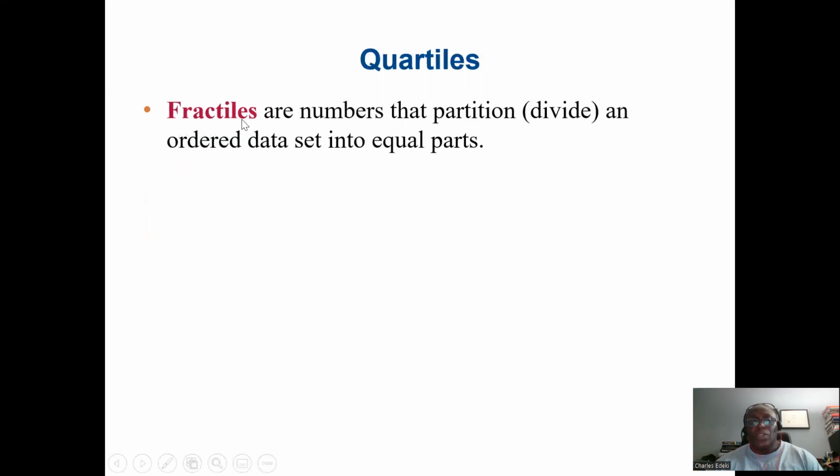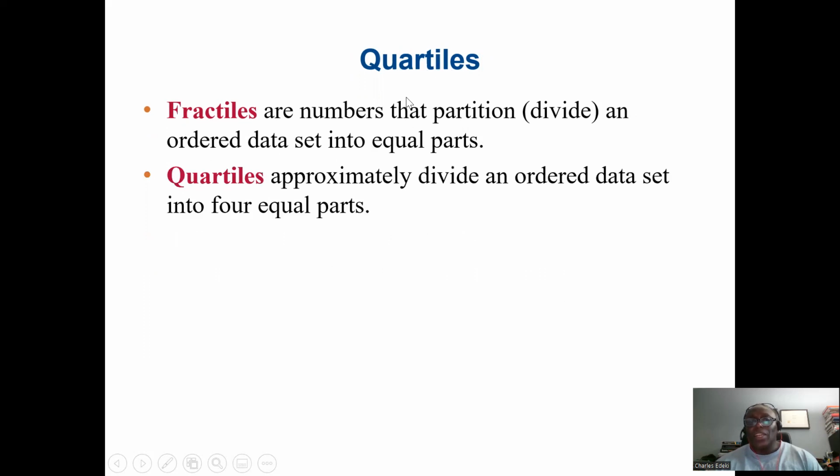So we start with the fractiles. Here we say fractiles are numbers that partition or divide an ordered data set into equal parts. So a quartile will be a fractile which is divided into 4. Again, fractiles are numbers that partition or divide an ordered data set into equal parts. So quartiles approximately divide an ordered data set into 4 equal parts.